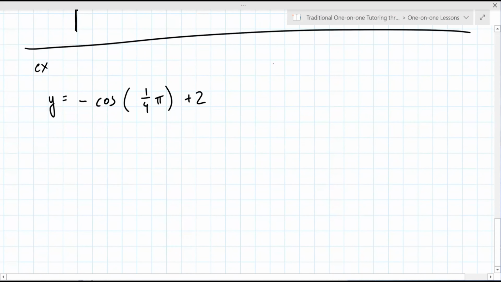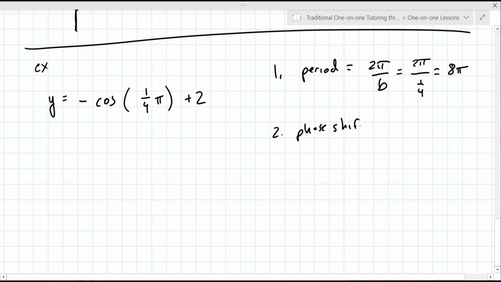So again, the first thing I always want you to do is think period. What is the period? It's 2 pi over b. B is the number in front of x. It's 8 pi. Does this have a phase shift? The answer is no, because there's nothing else going on inside here.